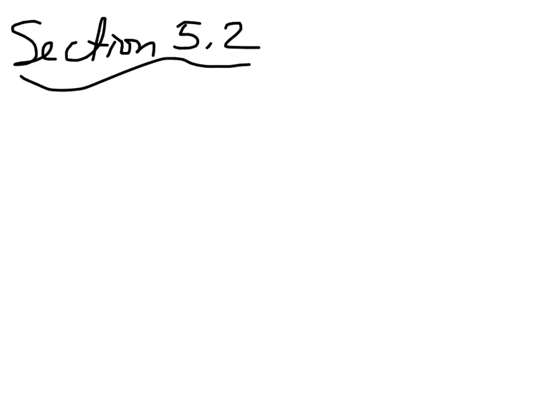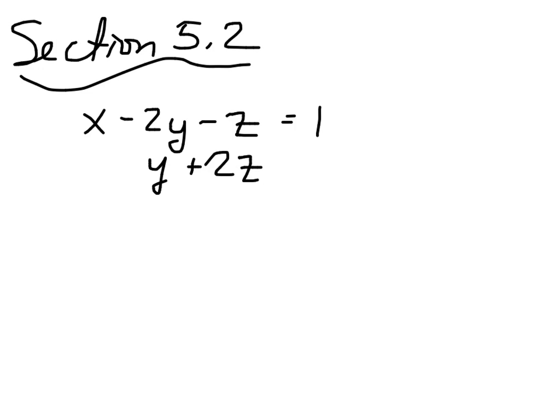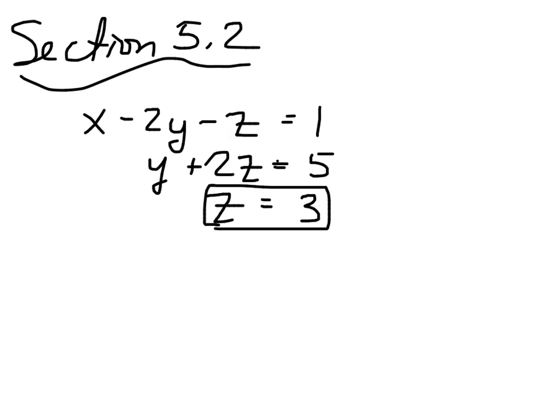So on something like this, it's going to have x minus 2y minus 2z, or 1z, sorry, equals 1. Y plus 2z equals 5. And if it gives me z equals 3, how do you solve that? Well, first of all, once you have one like this, then you can actually work backwards to find another one.